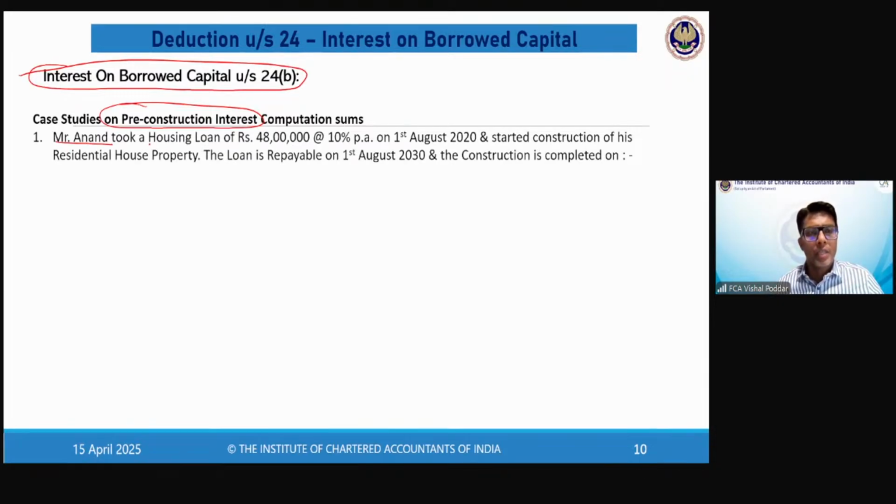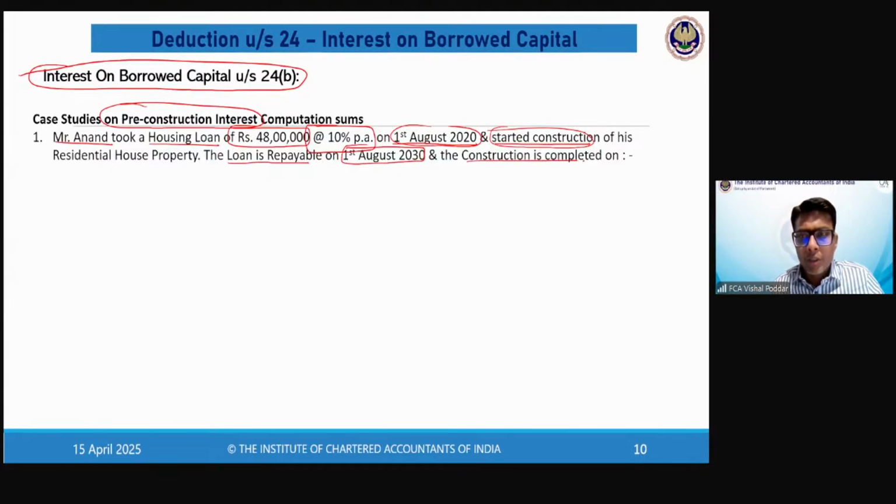Mr. Anand has taken a housing loan. The loan is of rupees 48 lakhs at the rate of 10% per annum. Now, this loan was taken on 1st August 2020. Dates are very important. Be focused. The construction started on the same date. So he took the loan on this date, and on the same date, he started the construction. Fine. Now, important, the loan is repayable on 1st August 30. So you have taken a 10-year loan.